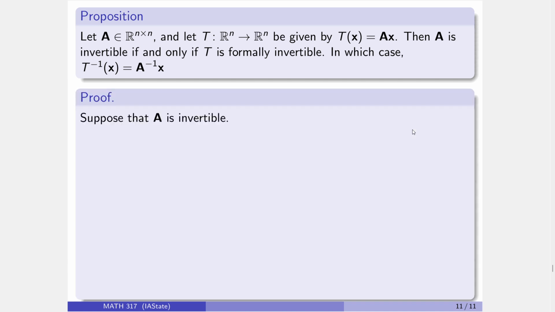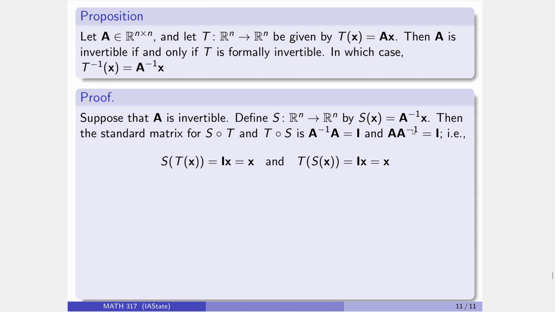So, if A is invertible, then we have access to a linear transform S generated by A inverse. The standard matrix for S circ T and T circ S is A inverse times A and A times A inverse, both of which are the identity matrix. So S of T of x must be the identity matrix times x, which is x, and likewise T of S of x is the identity matrix times x. So S must be the formal inverse of T, because composition on either side gets us the identity.